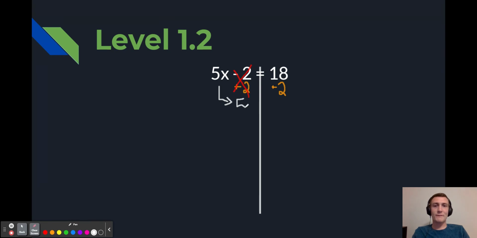Then we get 5x because we didn't do anything to the 5x, right? We just get 5x equals still. And then we have 18 plus 2. Remember, we add these, add these, add these, add these. And when we do that, 18 plus 2, that's a normal math problem, y'all. 5x equals 20.